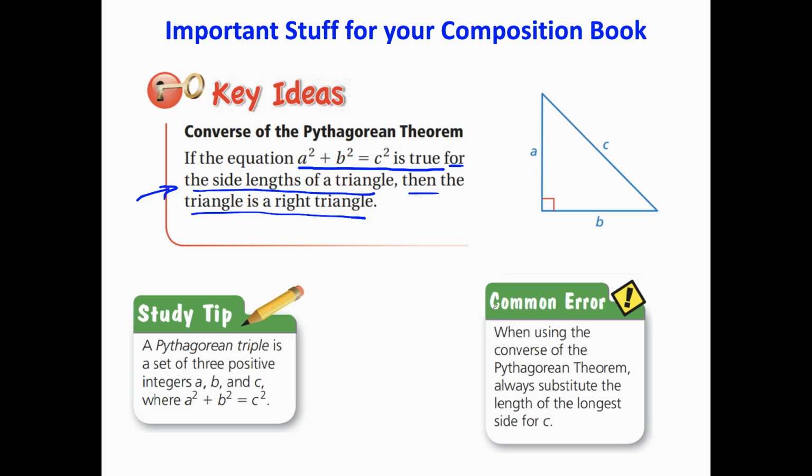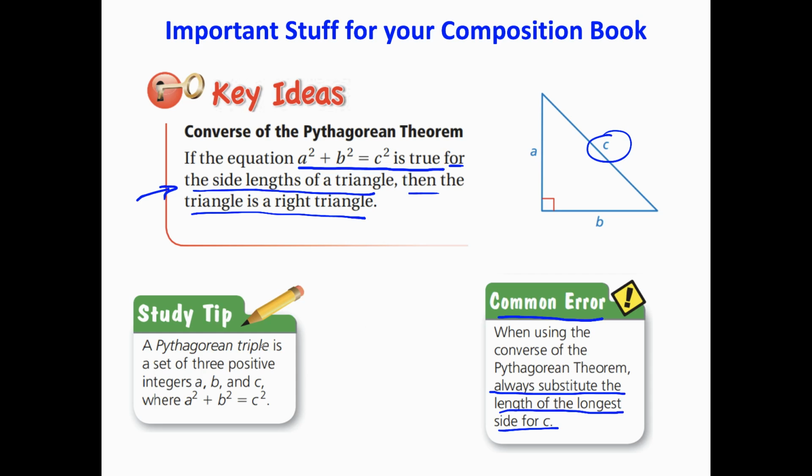Here's a common error. When you're using the converse, make sure that you always substitute the length of the longest side for c. Remember, the hypotenuse is the longest side. So if I give you three numbers and ask, are these the side lengths of a right triangle, then whichever number is the largest should be the hypotenuse.